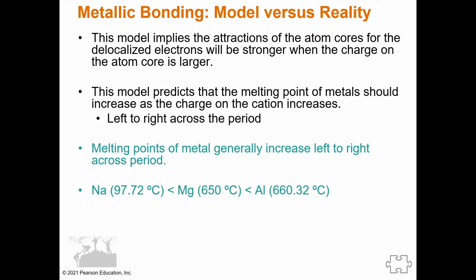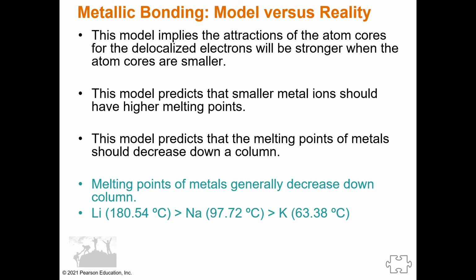When we're looking at the periodic table and comparing melting points, we're going to see that the melting points increase going from left to right. Why is that so? Because the charge magnitude increases going from left to right. You can see with Na having a charge of +1, Mg +2, and aluminum +3, their melting points increase, again because of the magnitude of that positive charge.